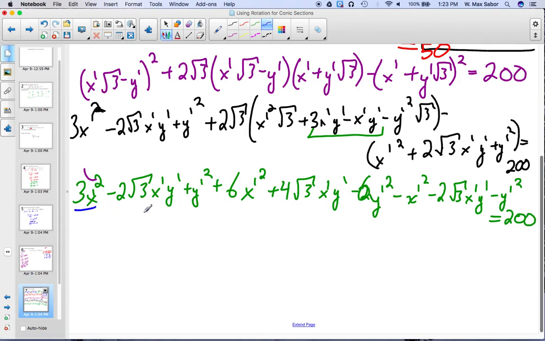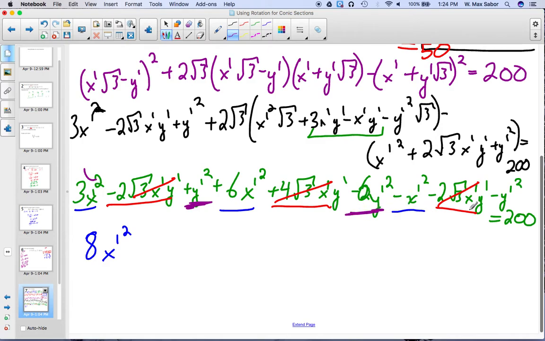We have 3x prime squared, 6x prime squared, and negative. So 3 plus 6 is 9, minus 1 is 8 x prime squared. We have negative 2 square roots of 3, positive 4 square roots of 3, negative 2 square roots of 3. Good, those add to 0. That was what we needed. If those don't add to 0, we did something wrong. Y prime squared, negative 6 y prime squared, and negative y prime squared. These two add to 0, so we have negative 6 y prime squared equals 200.